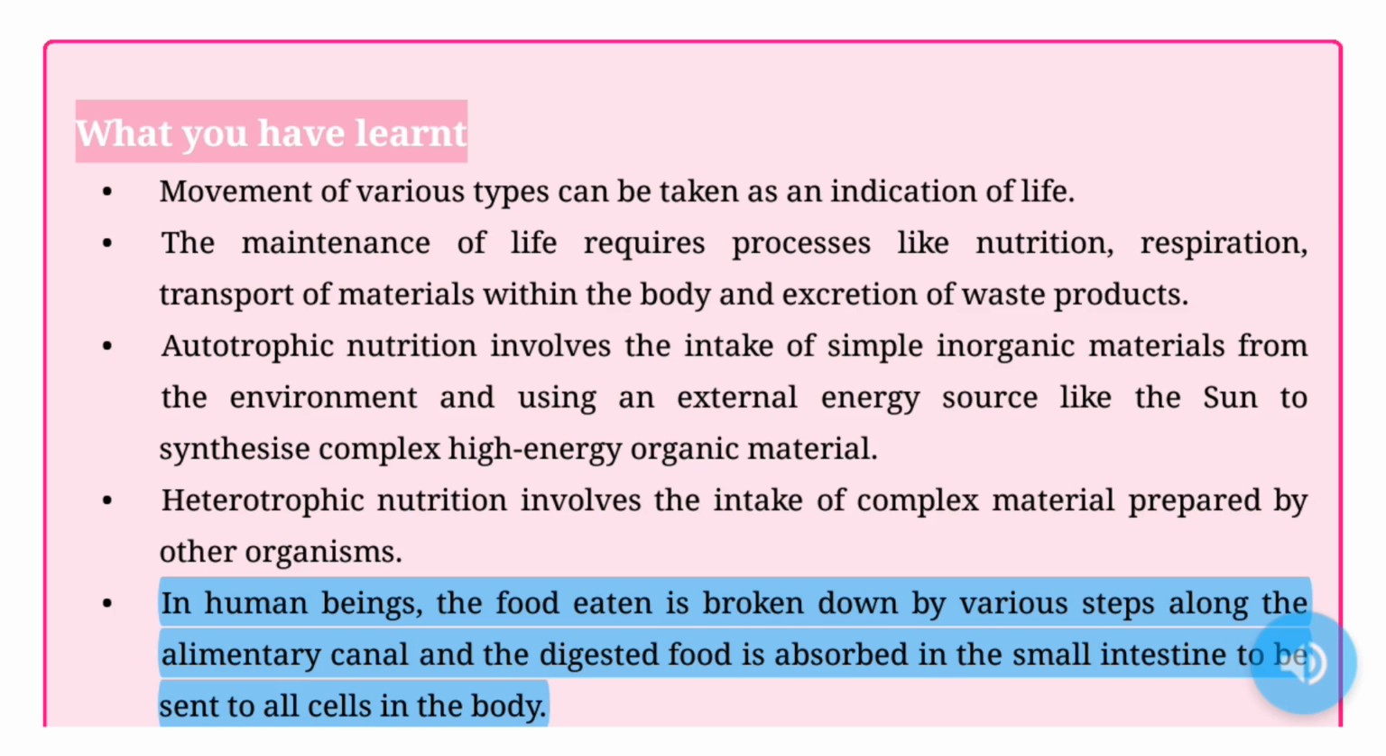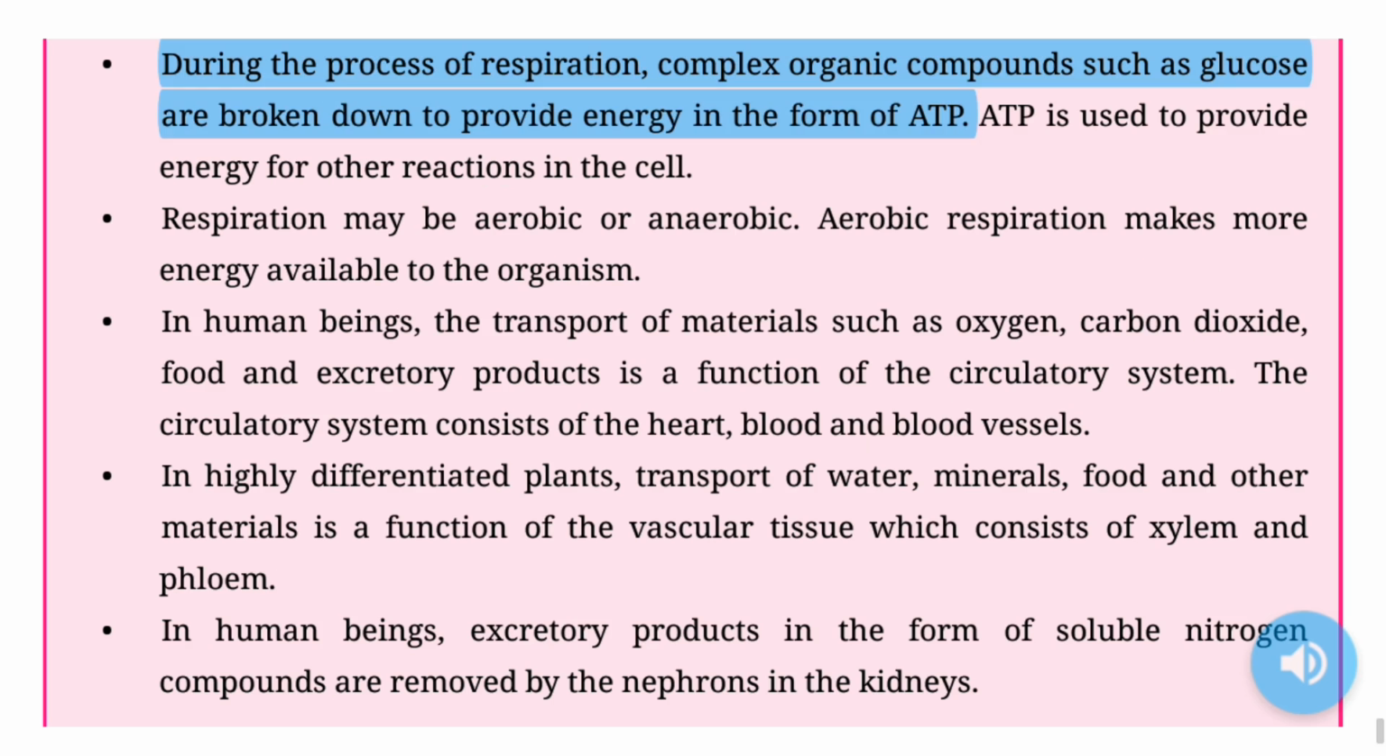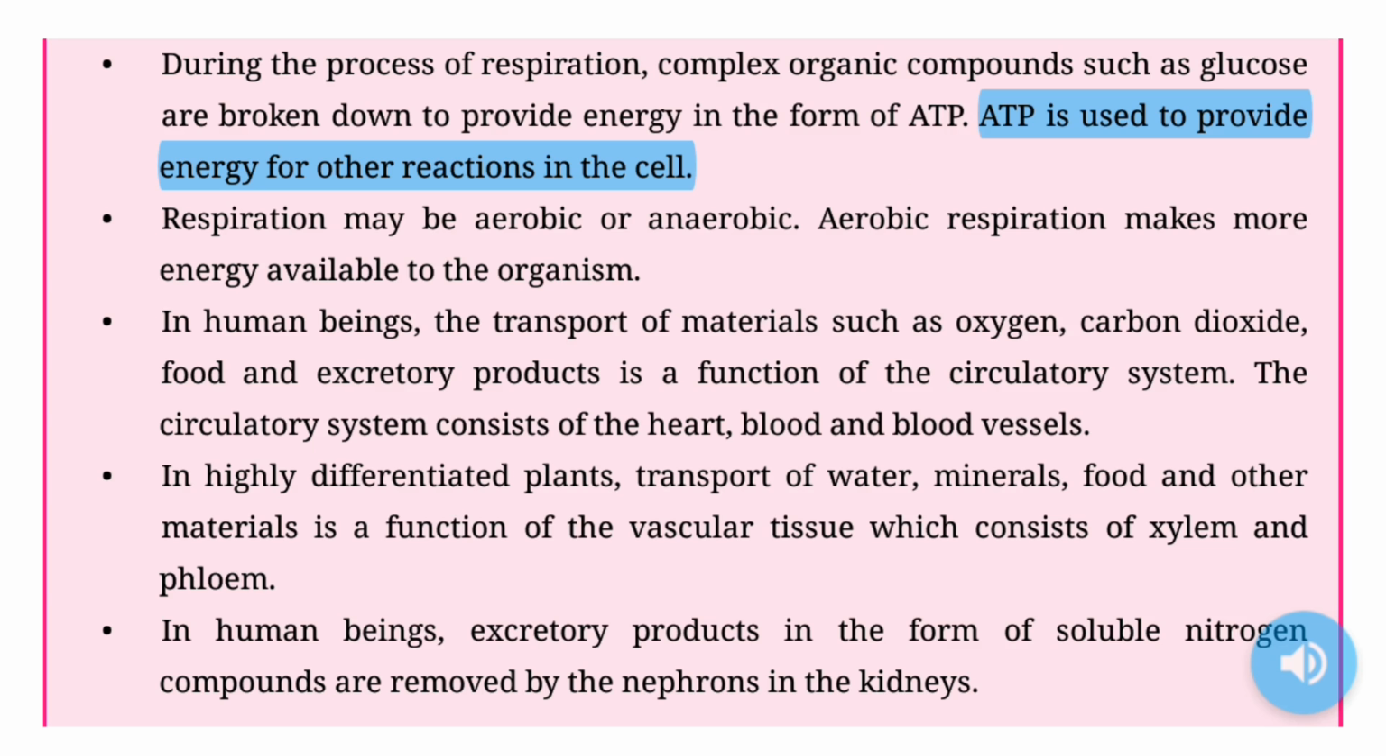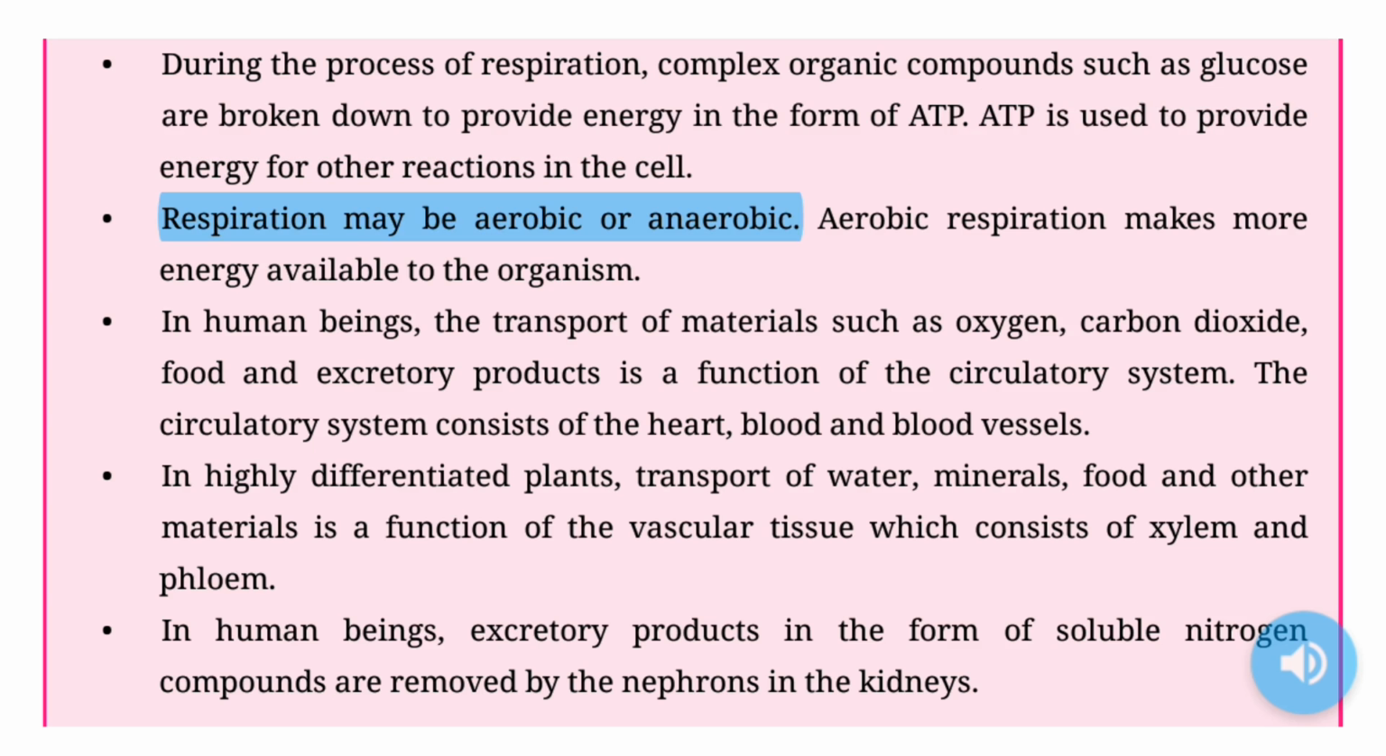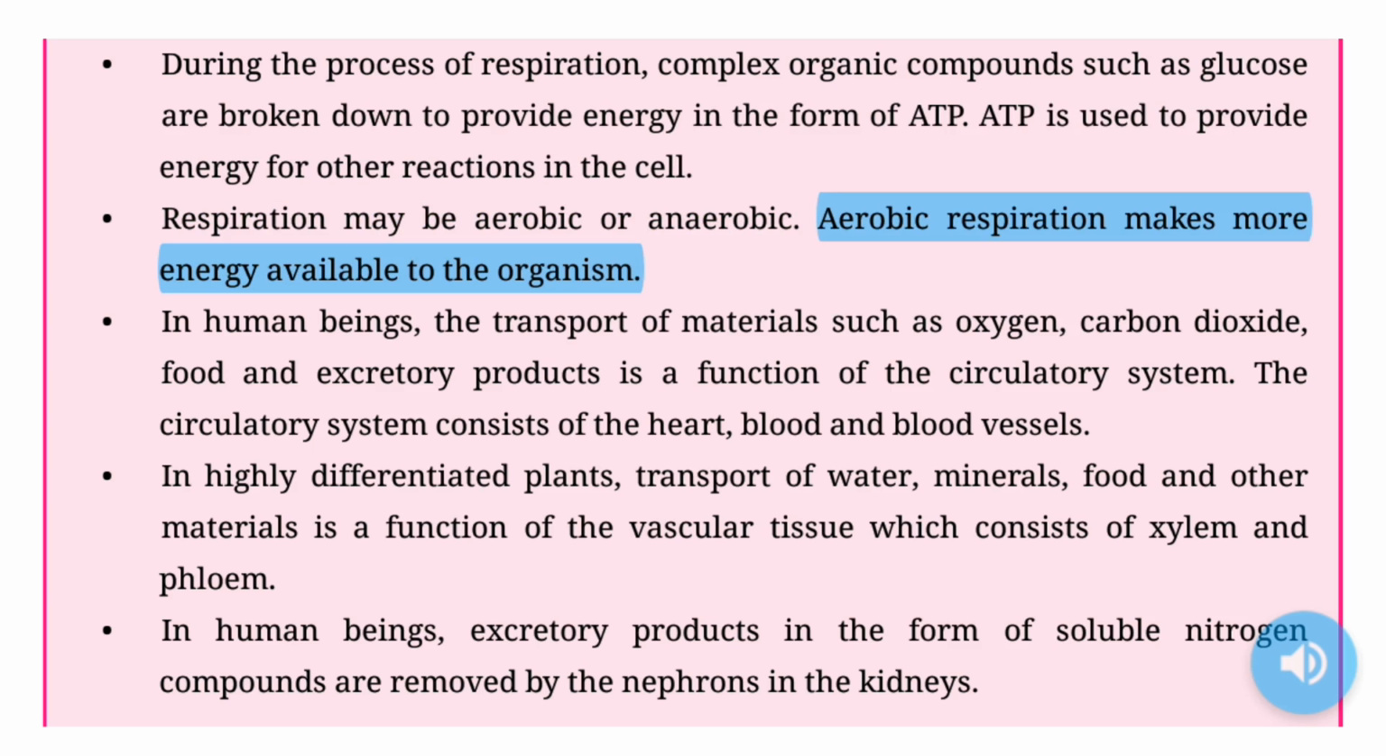In human beings, the food eaten is broken down by various steps along the alimentary canal, and the digested food is absorbed in the small intestine to be sent to all cells in the body. During the process of respiration, complex, organic compounds, such as glucose, are broken down to provide energy in the form of ATP. ATP is used to provide energy for other reactions in the cell. Respiration may be aerobic or anaerobic. Aerobic respiration makes more energy available to the organism.